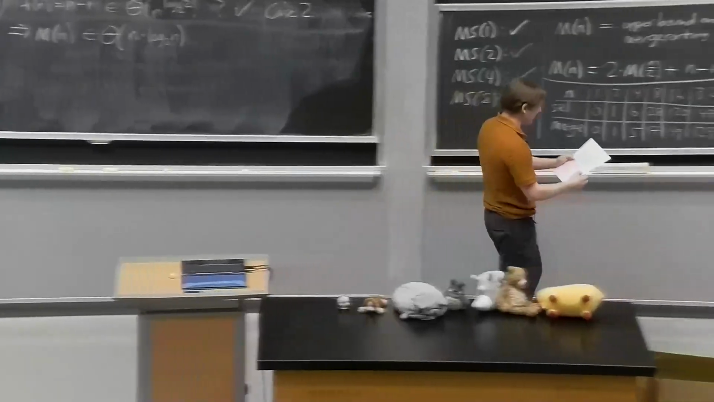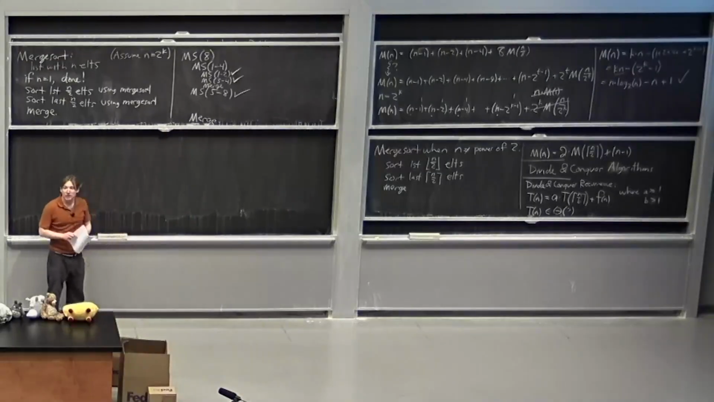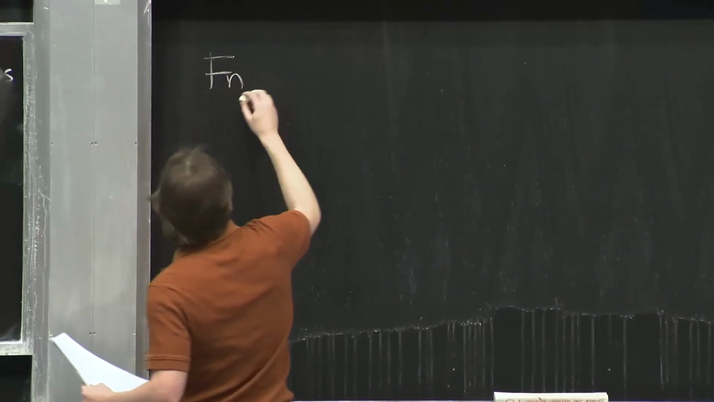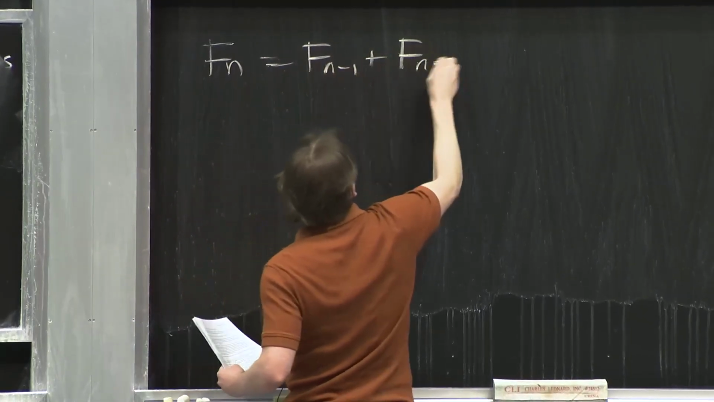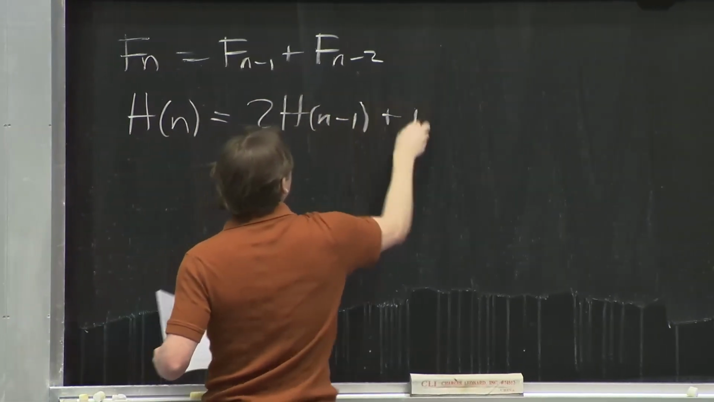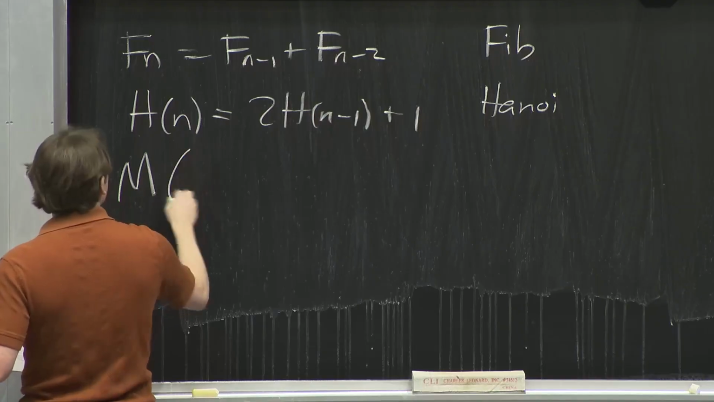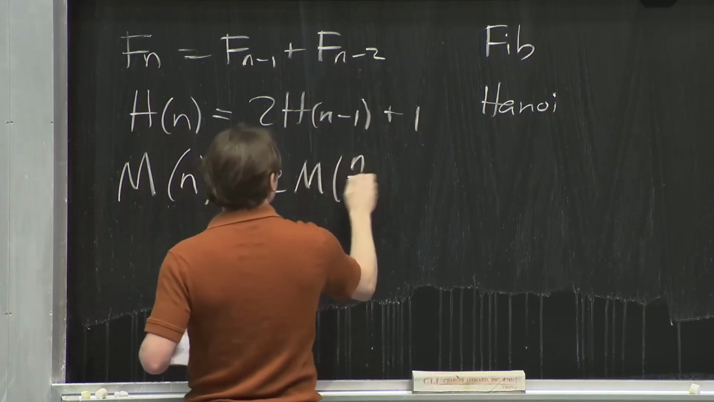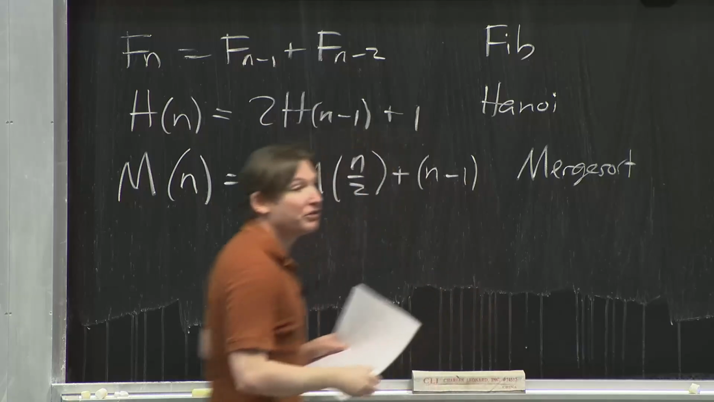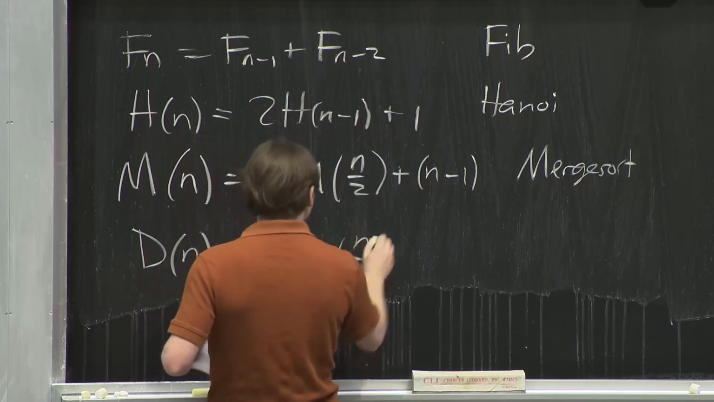Final thought, let's come back and compare some of our recurrences and the growth rates that they describe. So we had, for example, Fibonacci numbers. F(n) is F(n minus 1) plus F(n minus 2). We had towers of Hanoi, where H(n) was 2H(n minus 1) plus 1. This was Fibonacci. This was Hanoi. We have merge sort, M(n), which is 2M(n over 2) plus n minus 1. And other divide and conquer recurrences. I'll use D for divide and conquer. This is a times D(n over b) plus f(n).